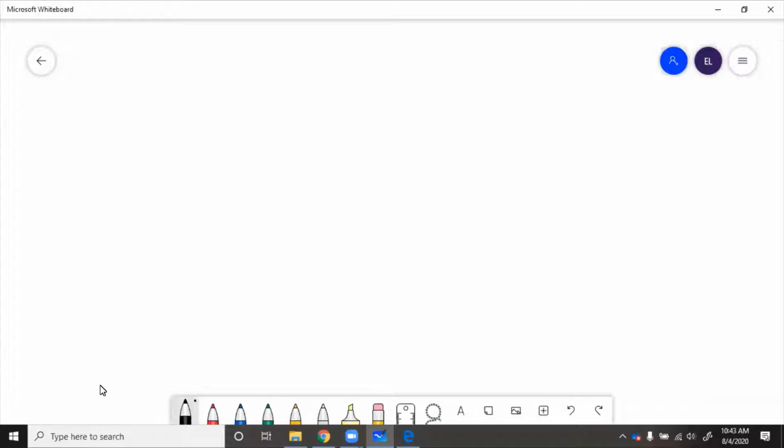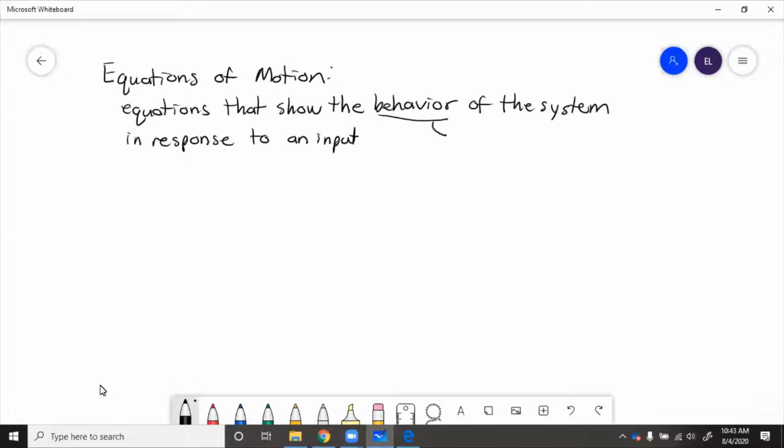Equations of motion tell how a system responds to an input. So in this case, the behavior is position, velocity, acceleration. Input: force, torque, angle. So basically, the equation of motion just relates the forces to the output.